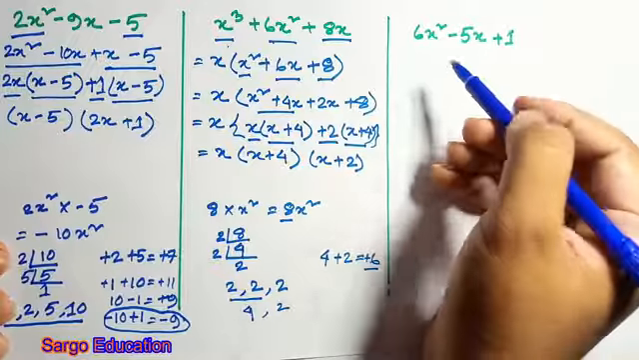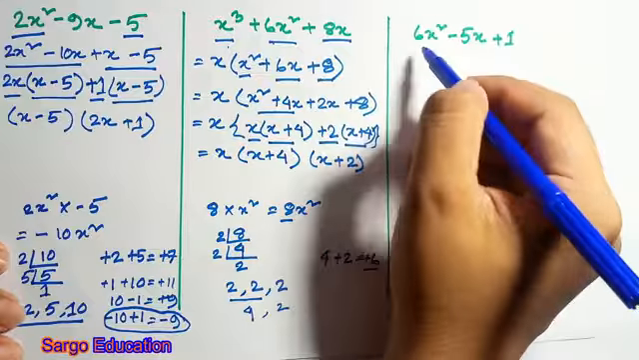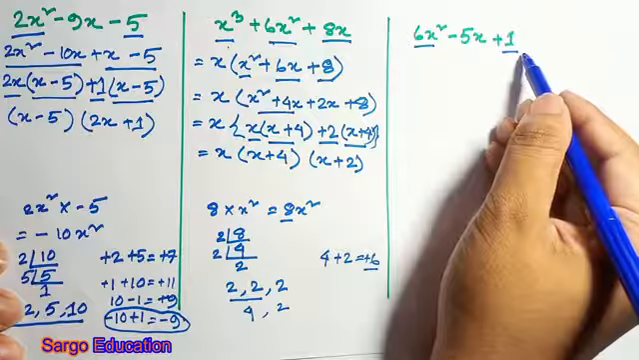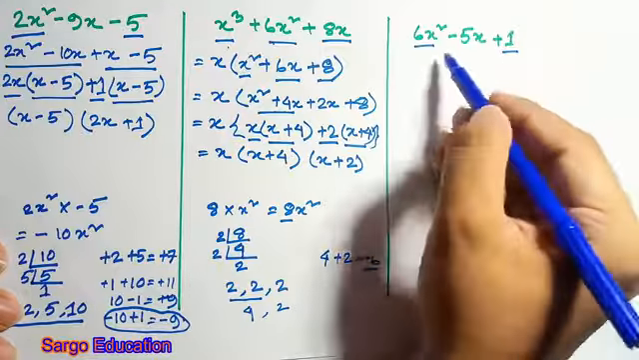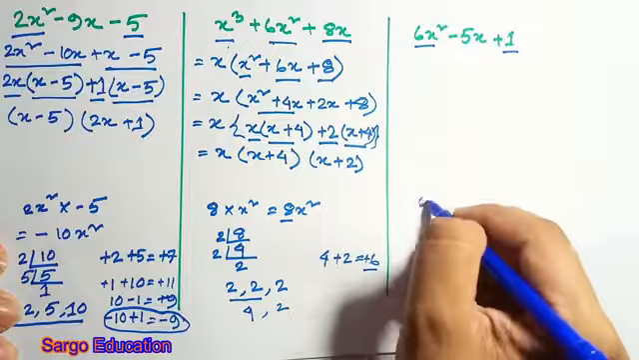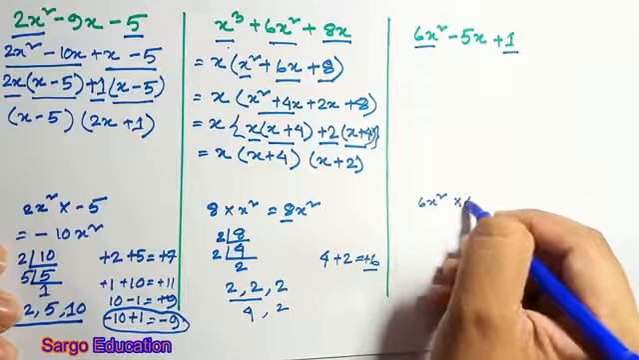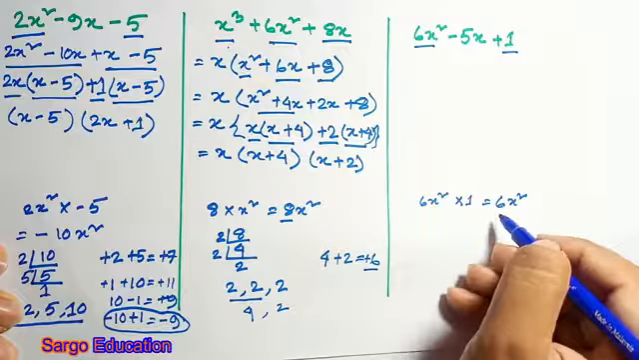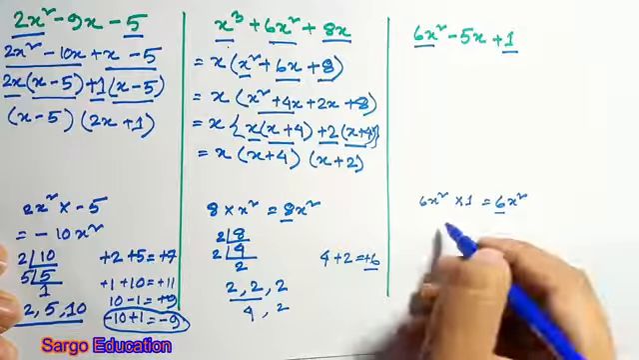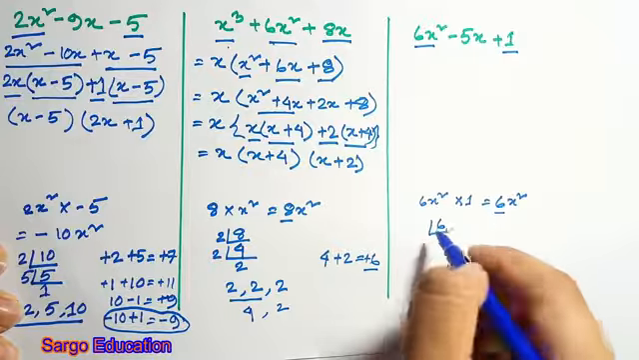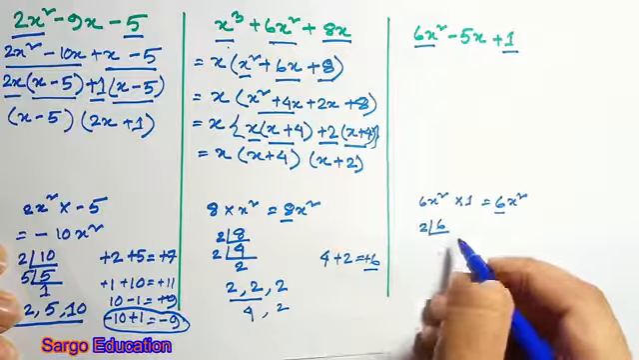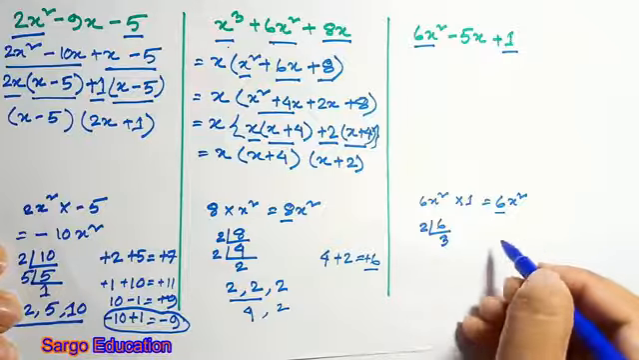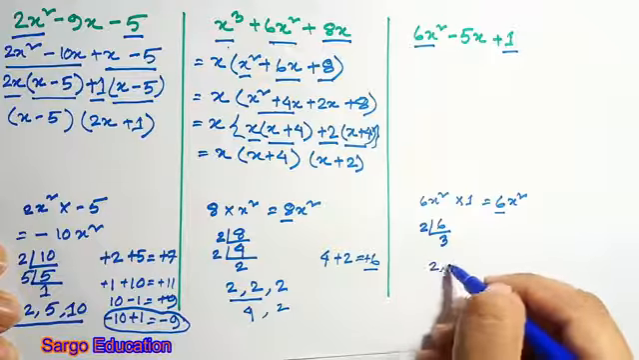Now what about the third one? Okay, here the two side terms are 6x square and 1. Now we multiply 6x square into 1. That is 6x square. Here the numerical term is 6. Now find out the factors of 6. 6 can be divided by 2. Then the answer is 3. So it is easy. The factors are 2 and 3.